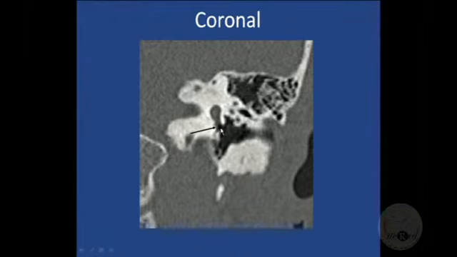This is a sagittal image, the ossicular chain. And what is that arrow pointing to? Or what is that arrow trying to show? What is that structure which goes in that pathway?